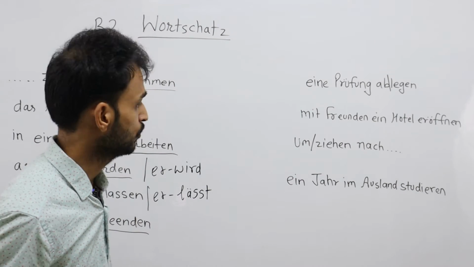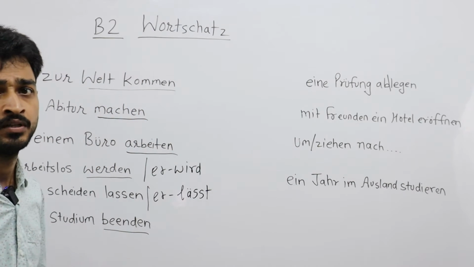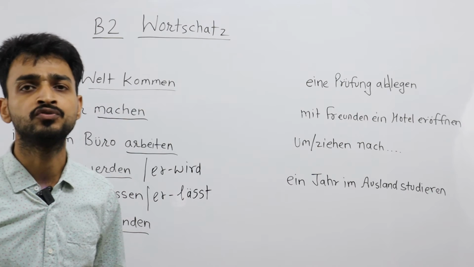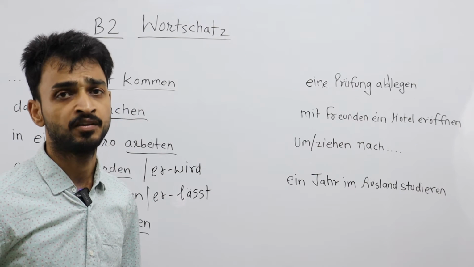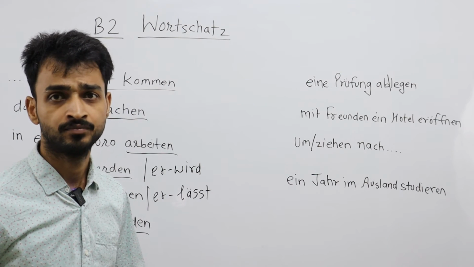Perfect: beendet, okay, because it starts with be, a prefix. There are certain prefixes where you will not use ge while making the past participle. This you have to understand.